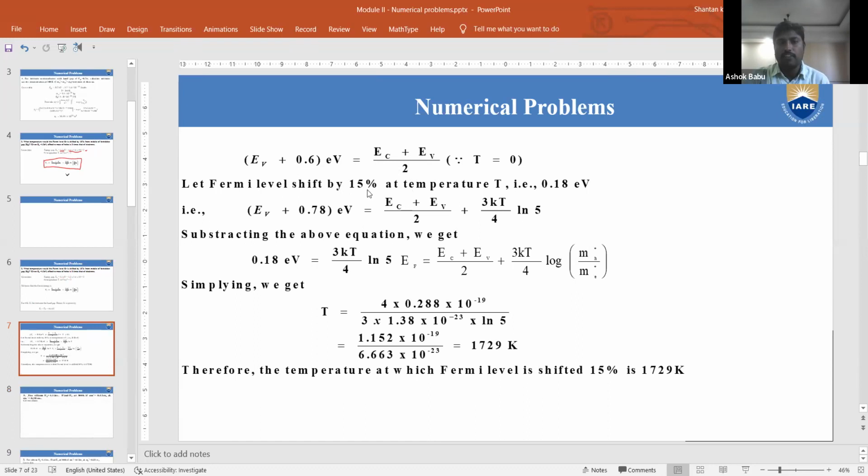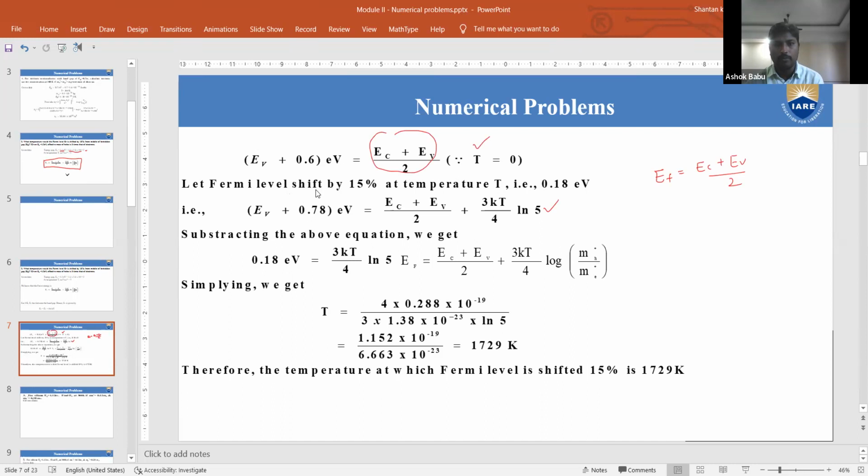Let the Fermi level shift by 15%, that is 0.18 electron volts. So adding 0.18 electron volts to the 0.6, that will be 0.78 electron volts. So EC plus EV by 2 plus 3 kT by 4 log Mh star by Me star, where Mh star by Me star equals 5. And we know that EF equals EC plus EV by 2. So I'm going to substitute EC plus EV by 2 in place of EF here at T equals 0.